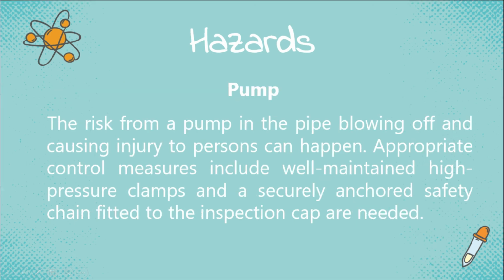Next, for the pump. The risk of a pump in the pipe blowing and causing injury to a person can happen. Appropriate control measures include well-maintained, high-pressure clamps and a securely anchored safety chain fitted to the instrumentation cap.